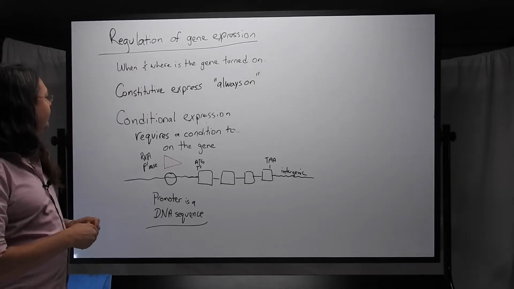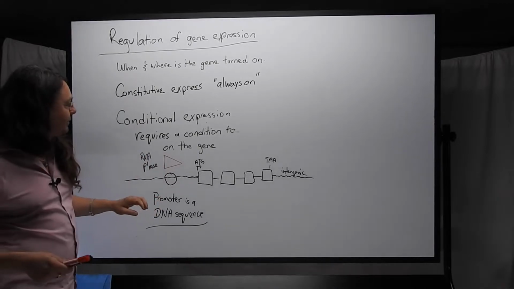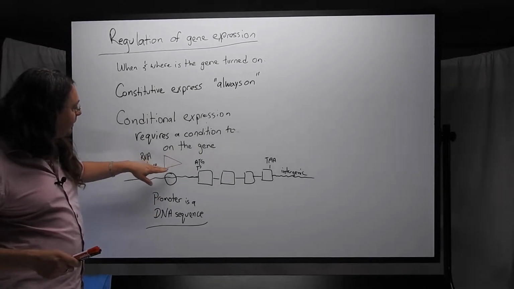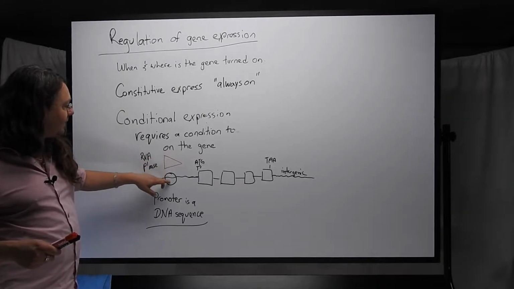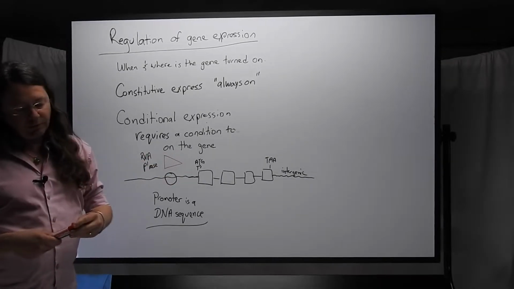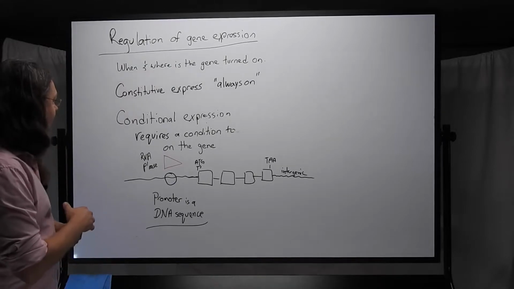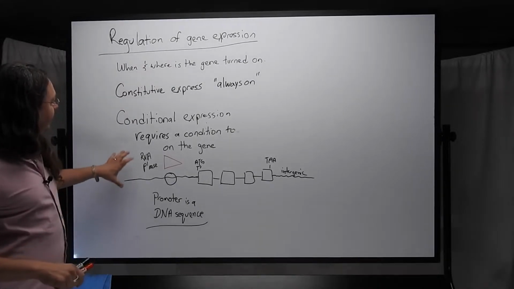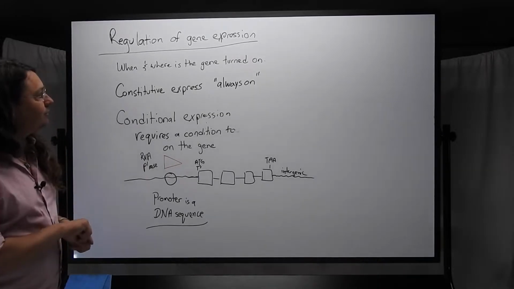So in a constitutively expressed gene, such as glucose 6-phosphatase, the promoter is always accessible. The RNA polymerase is always binding to the promoter and starting transcription. And then, of course, from that you get translation, and then a protein is produced. That's constitutive. Nothing ever turns this gene off.